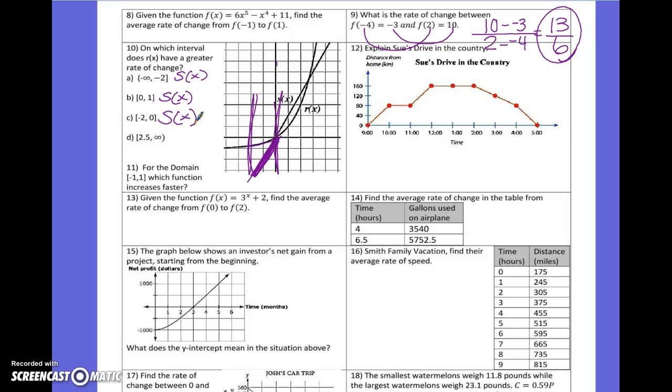And last of all, it says 2.5 to infinity, which would be right here. So we're looking at that section. And finally, we see that the straight line is a little bit easier to climb up than that curve right here. So that curve is finally the r of x, which is what we wanted to find out. That is answer D. Our interval is 2.5, infinity.